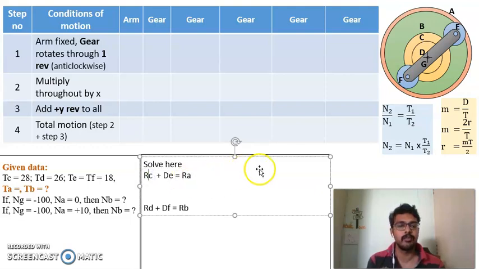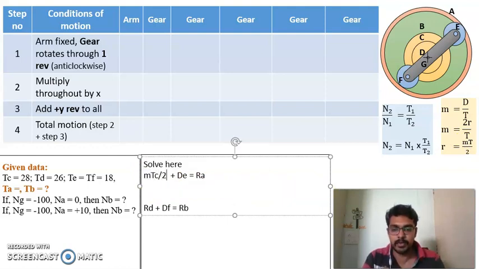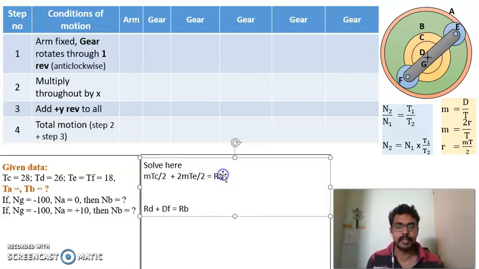Now making use of this formula, where radius is equal to module into number of teeth on that gear divided by 2, here this will be module into number of teeth on gear C by 2. The diameter of gear E is nothing but 2 times the radius of gear E, and the radius of gear E is equal to module into number of teeth on gear E divided by 2. The radius of gear A will therefore be equal to module into number of teeth on gear A by 2.